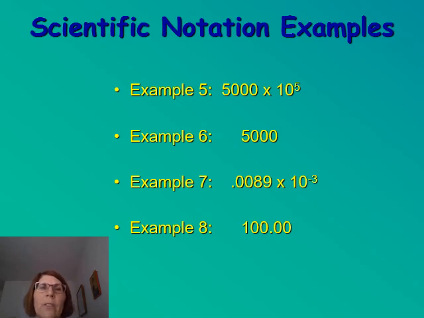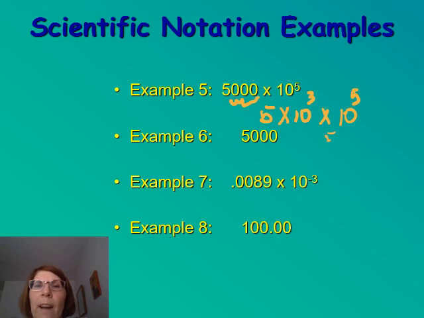All right, so example 5 is not proper scientific notation, so we need to get it there. So we're going to pretend our decimal is here. So we're going to do 1, 2, 3. So only the 5 is significant. So it's 5 times 10 to the third. We still have the 10 to the fifth. So it becomes 5 times 10 to the 8th.